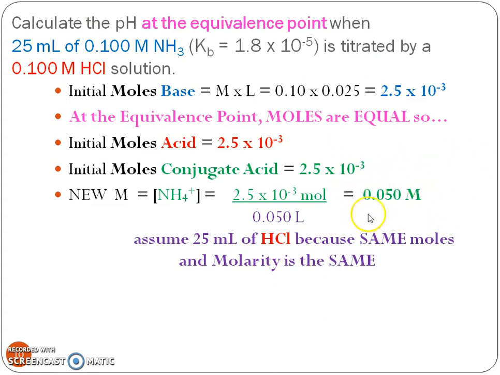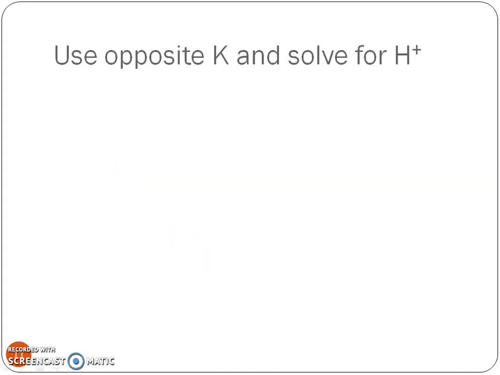So now we have our molarity of our conjugate acid, or of our ammonium polyatomic ion. So now we're going to use that opposite K and solve for H plus. So how do we do that? Again, we're using that KW, rearranging. They gave us the Kb value of the ammonia, and now we're solving for Ka.